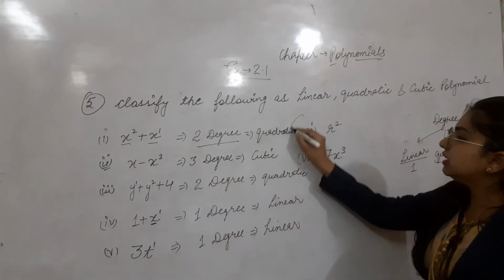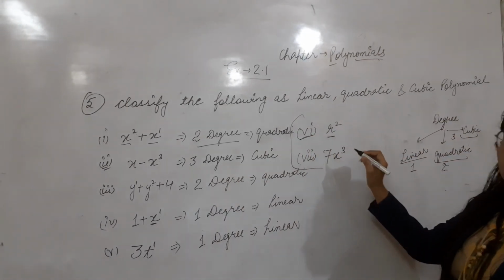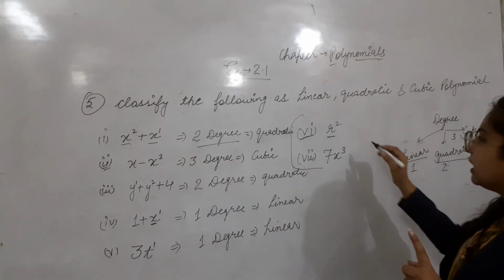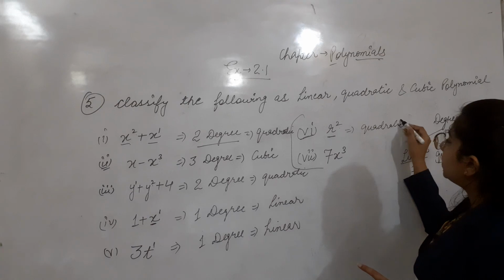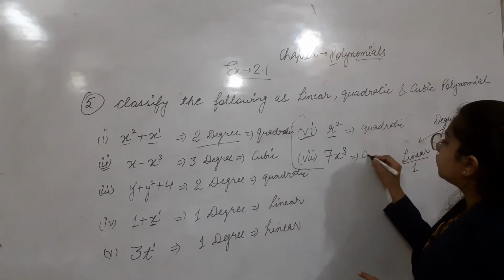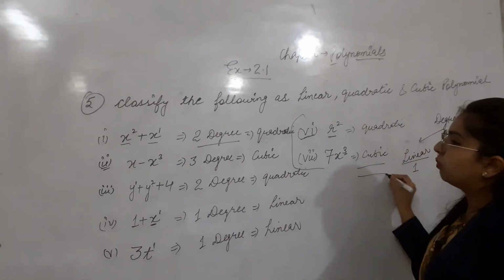Okay. Here sixth question r square. Variable is r over here and the power is 2. It will be quadratic polynomial and with power 3 it will be cubic polynomial.